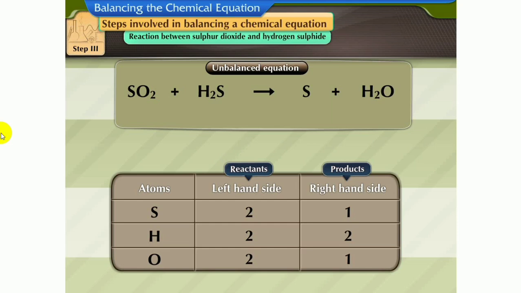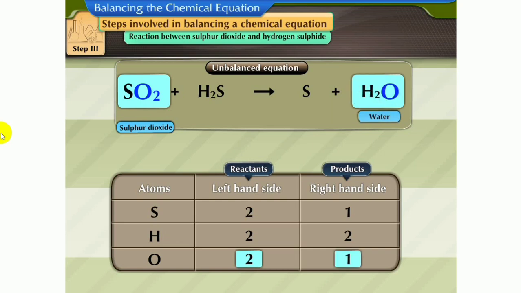Step 3. Choose a reactant or a product that has the maximum number of atoms in it. In this equation, we shall select SO2, that is, sulfur dioxide, and the element oxygen in it. We have seen that there are 2 oxygen atoms in SO2 in the reactant side and 1 oxygen atom in H2O, which is in the product side. Try and balance the number of oxygen atoms.